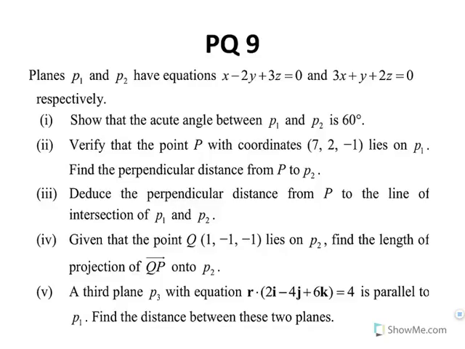Equations x minus 2y plus 3z equals 0, and 3x plus y plus 2z equals 0. Okay, show that the acute angle between P1 and P2 is 60 degrees. First question is easy. So we just look at it.